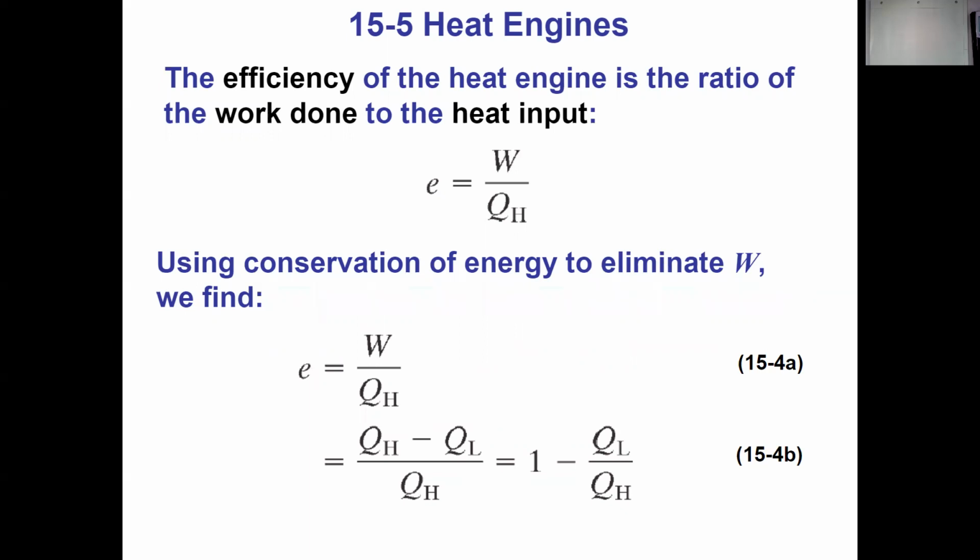So the ratio of QL to QH, how much we waste to how much we harvest, is a measure of inefficiency. And if we subtract that from 1, that turns out to be another way to express efficiency.